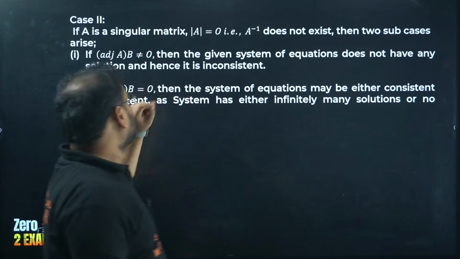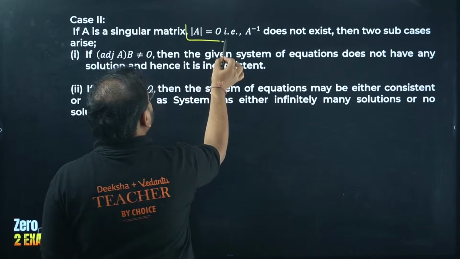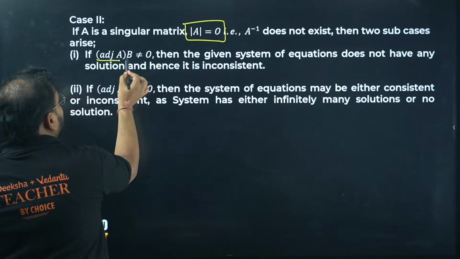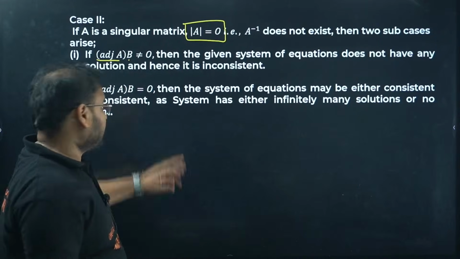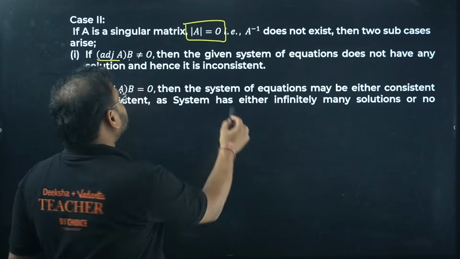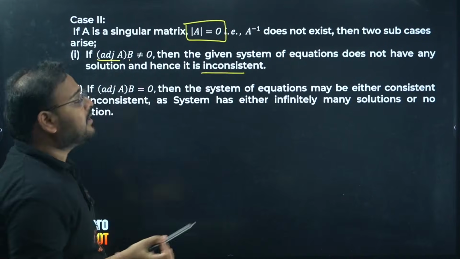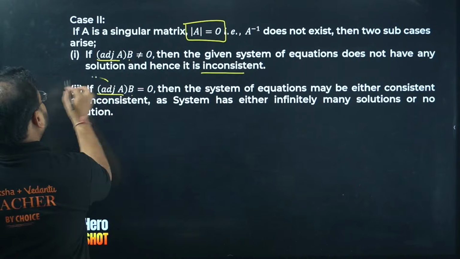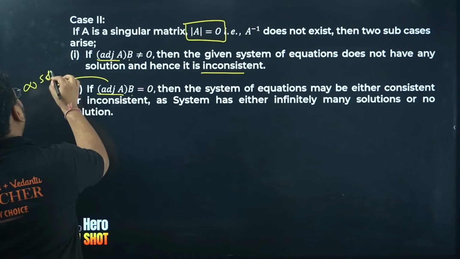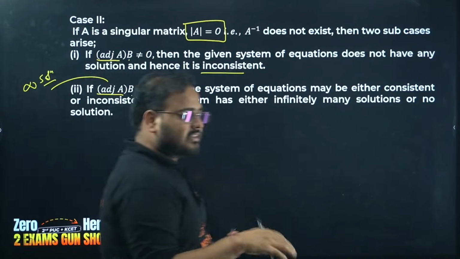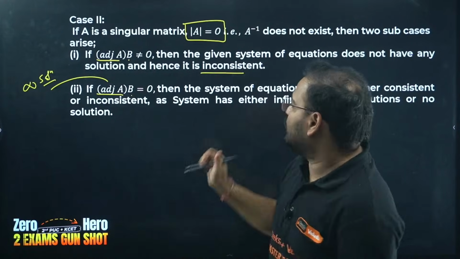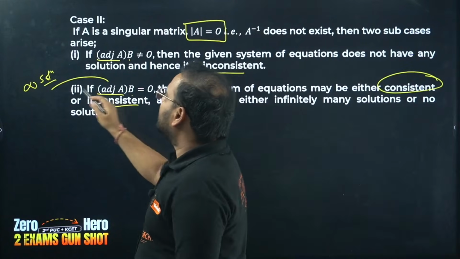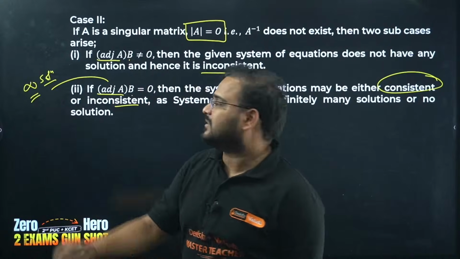Now case number 2, when the determinant value is 0, meaning it is a singular matrix, we have 2 subcases. When adjoint of A times B is non-zero, the system is inconsistent, and when adjoint of A times B is 0, it is usually a case of infinite solutions. But for other factors it can be inconsistent also. That's why I've taken both. It might be either consistent or inconsistent, but usually it comes out as consistent with infinite solutions.